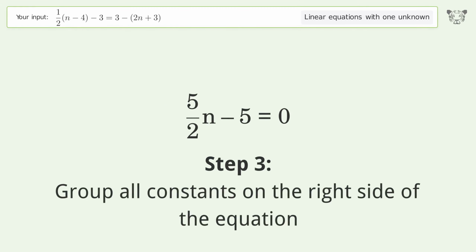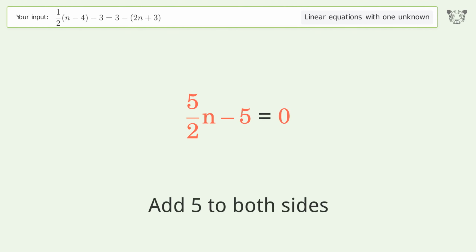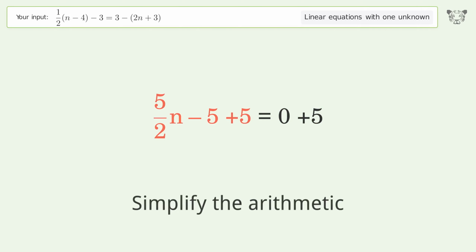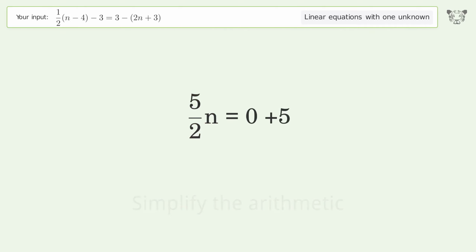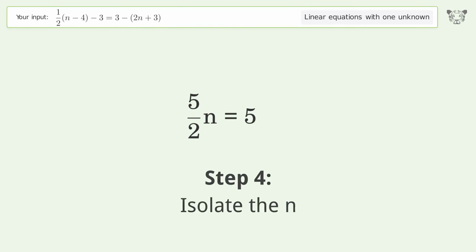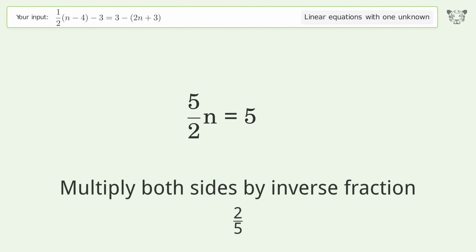Group all constants on the right side of the equation. Add 5 to both sides. Simplify the arithmetic. Isolate the n. Multiply both sides by the inverse fraction, 2 over 5.